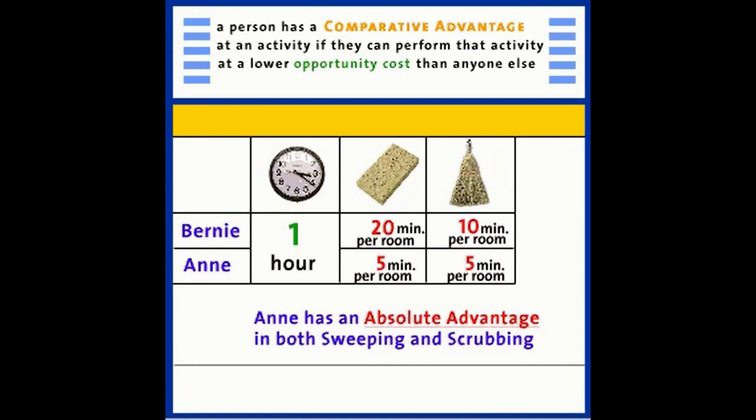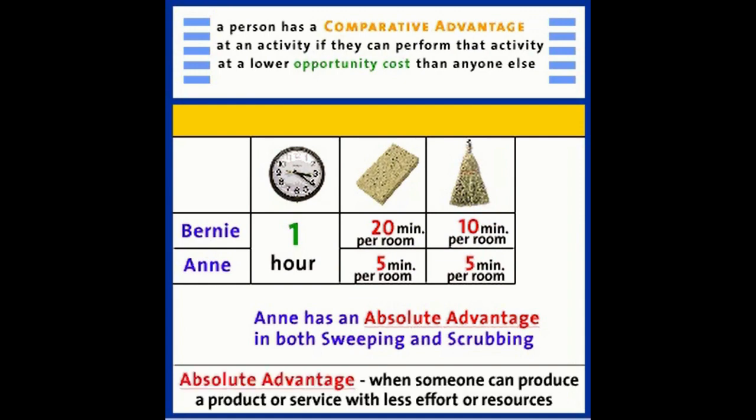Now, let's suppose Anne spends an hour doing sweeping or scrubbing. What is the maximum output that she could expect? Well, divide 60 minutes, 1 hour, by 5 minutes that it takes to scrub a room, and you get that Anne's maximum number of rooms scrubbed in 1 hour is 60 divided by 5, or 12. Likewise, if Anne wants to sweep for an hour, she can sweep a total of 60 minutes divided by 5 minutes per room swept to get a total of 12 rooms swept.